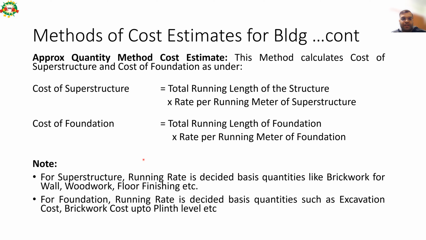So for superstructure, the running rate is decided on the basis of quantities like brickwork for wall, woodwork, floor finishing, etc. However, for foundation, the running rate is decided on the basis of quantities such as excavation cost, brickwork up to plinth level, etc. Because the cost of construction involved in these two components, foundation and superstructure, involves different types of construction activity, their cost may normally vary. That is why, to achieve a better estimate of the property, as a valuer we bifurcate the structure of the entire building into two parts, foundation and superstructure, and we calculate their estimated value separately.